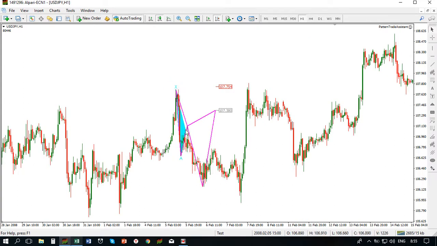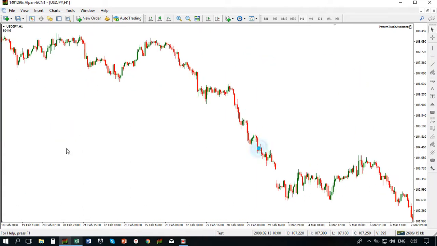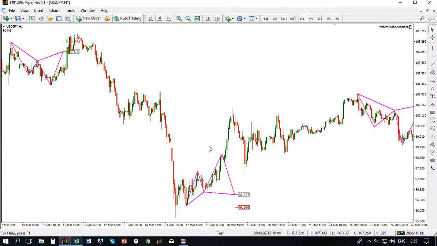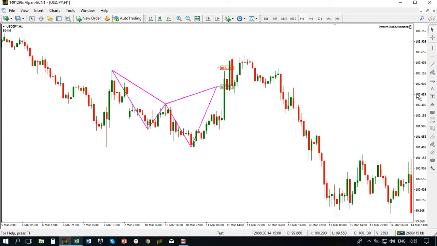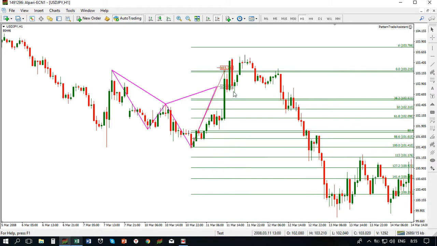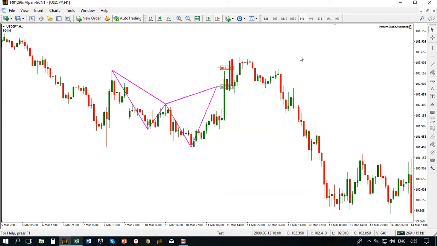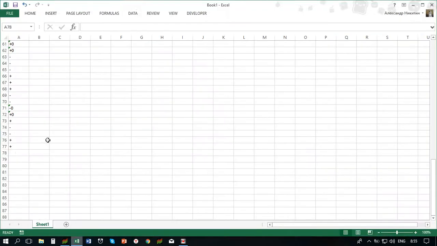X to A to B. What if we exceed C point this way? And nothing happens. This means we have invalid pattern. Only valid patterns are traded, those that fit the ratio requirements. Nothing. No, it doesn't hit the offset. Yes. Minus.